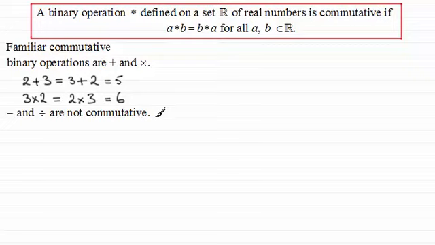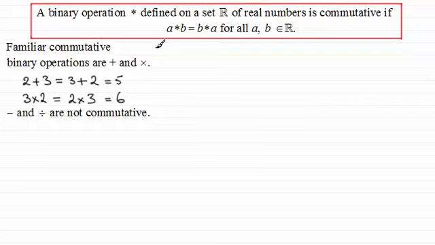Whereas if you take subtraction and division, those operations are not commutative. For instance, 2 take 3 is minus 1, which is different from 3 take 2, which is 1. And if you were to do 3 divided by 2, for instance, then that would be 1.5. And if you did 2 divided by 3, that would be 2/3. So subtraction and division are not commutative.